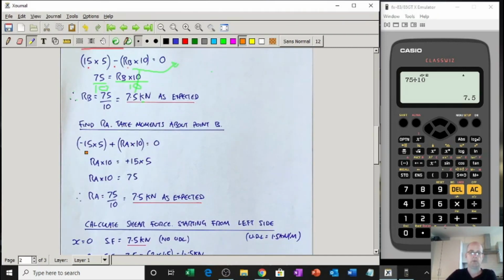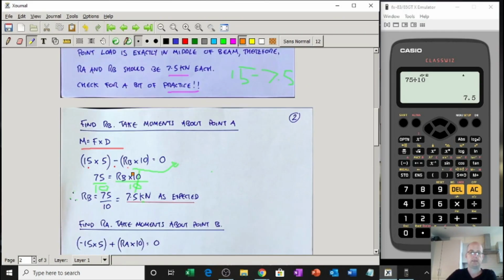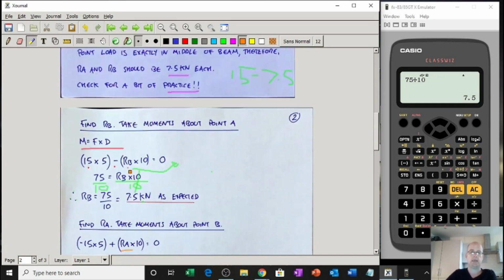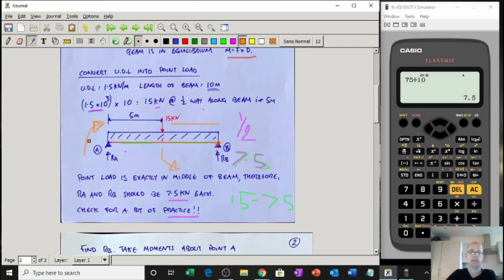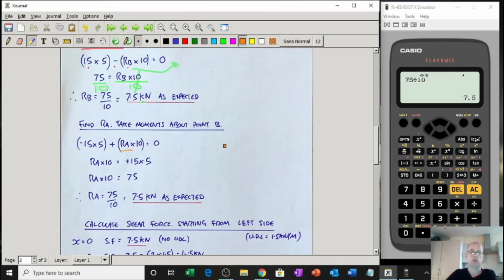So there's my 15 times by 5. 15 times by 5 is a negative number because it's going anti-clockwise. And then plus RA times by 10. There's my RA, trying to find it. It's 10 meters away from our pivot point, and it's going clockwise. That's why I've got a plus there. Don't forget, the sum of the moments has got to equal 0. That's why I put a 0 there.